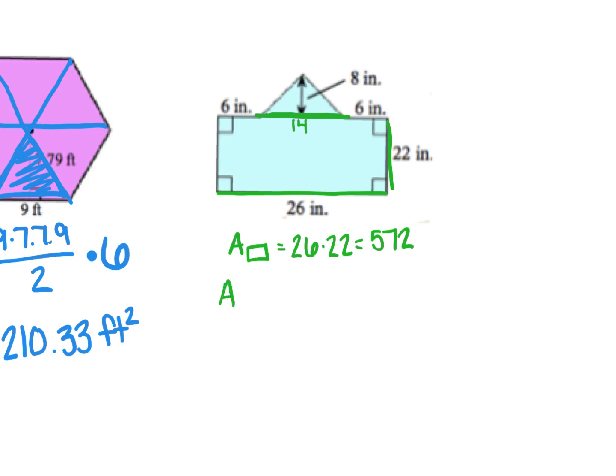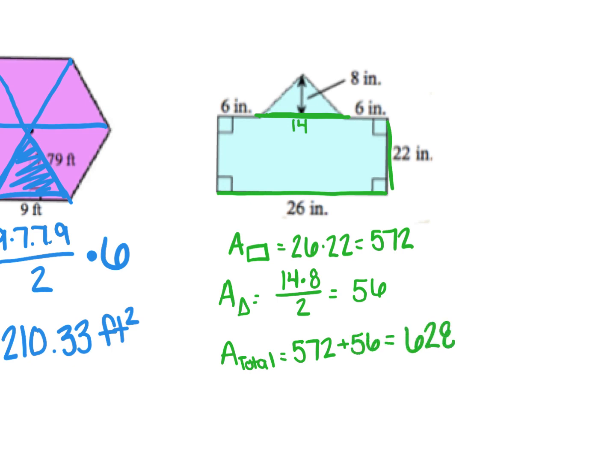Now to find the area of that triangle, I'm going to do that base of 14 times the height of 8 and divide it by 2 to give me an area of 56 for the triangle. My final step then is to combine all of those areas. So the area of the rectangle, 572, plus the area of the triangle, 56, gives me a total combined area of 628 inches squared.